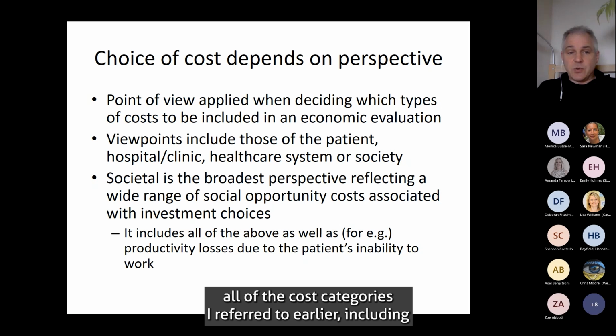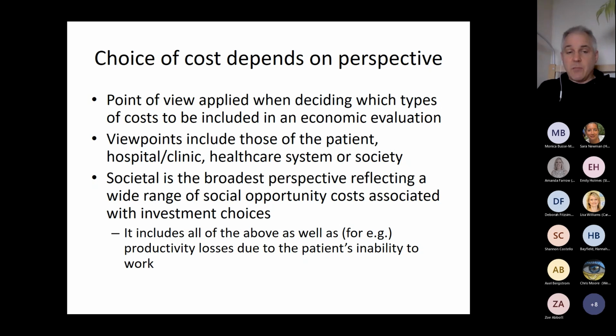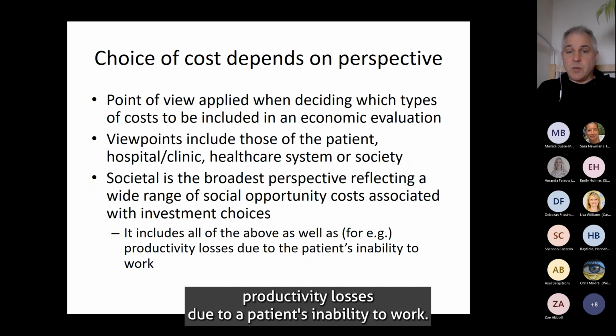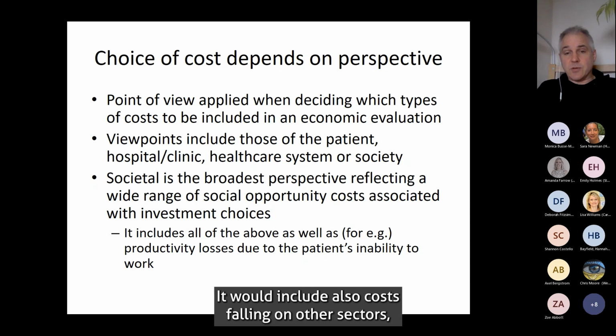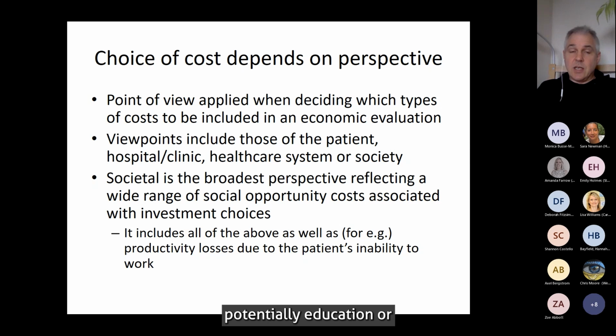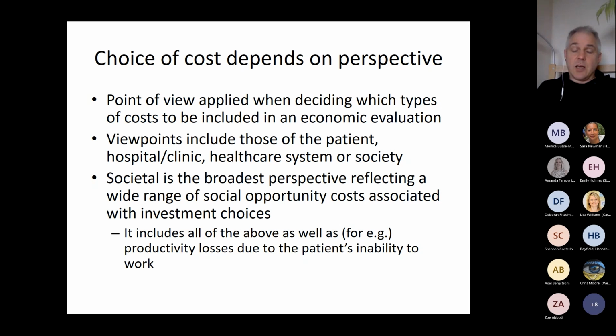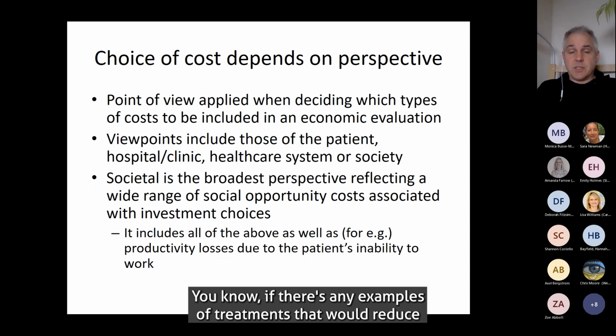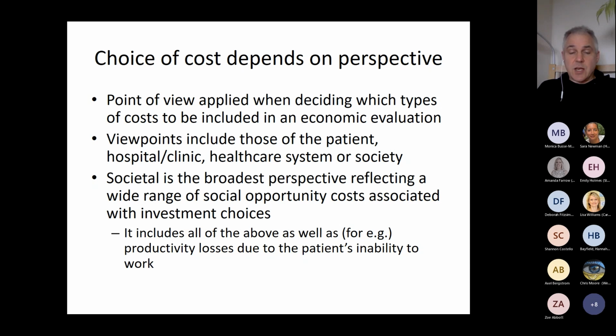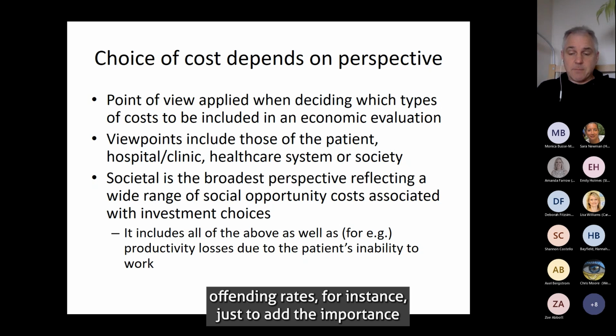cost categories I referred to earlier, including productivity losses due to a patient's inability to work. It would include also costs falling on other sectors, potentially education or legal aspects of, if there's any examples of treatments that would reduce offending rates, for instance.